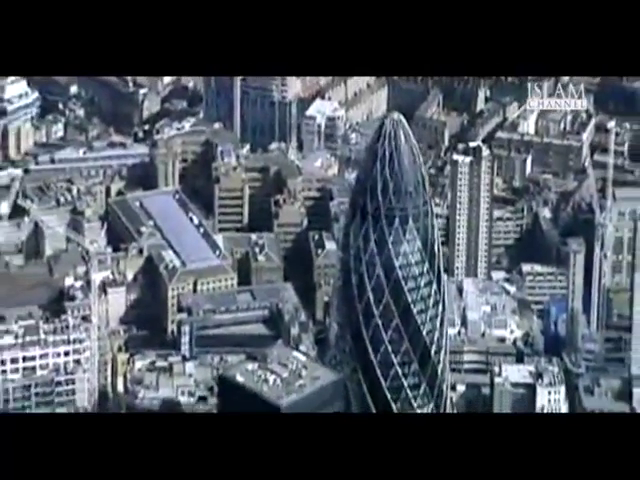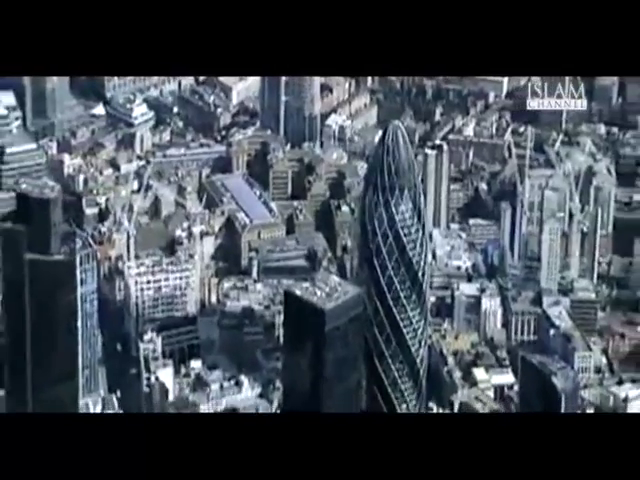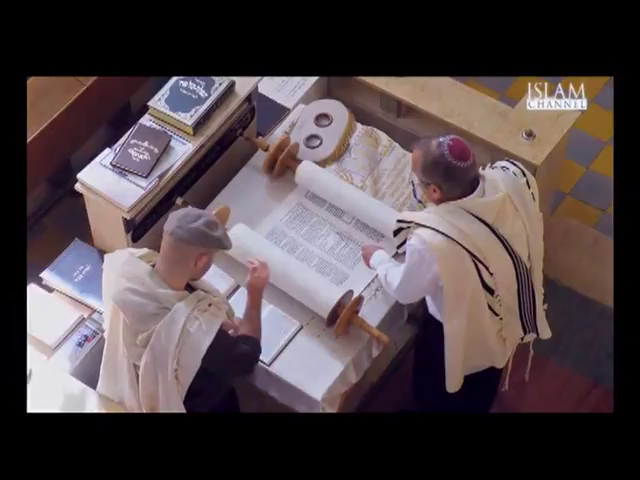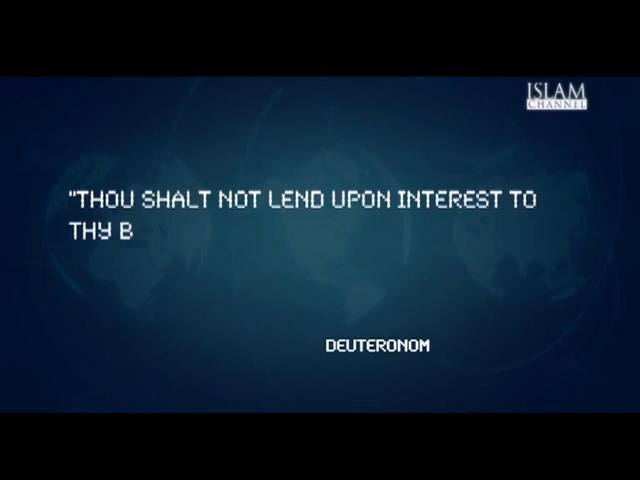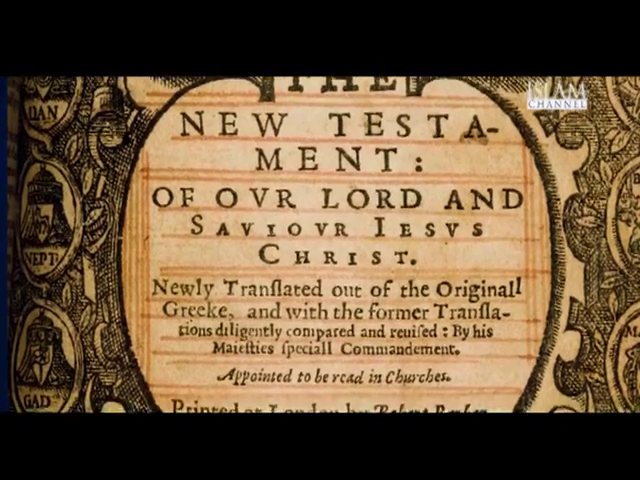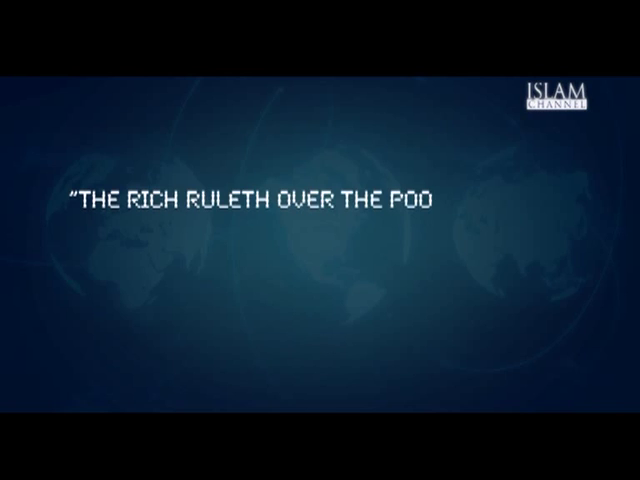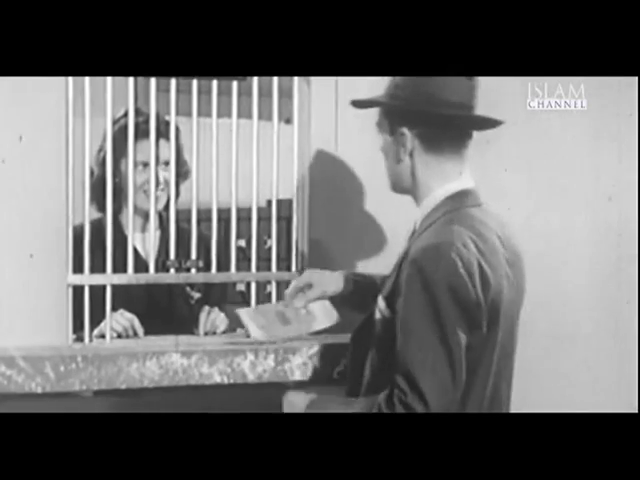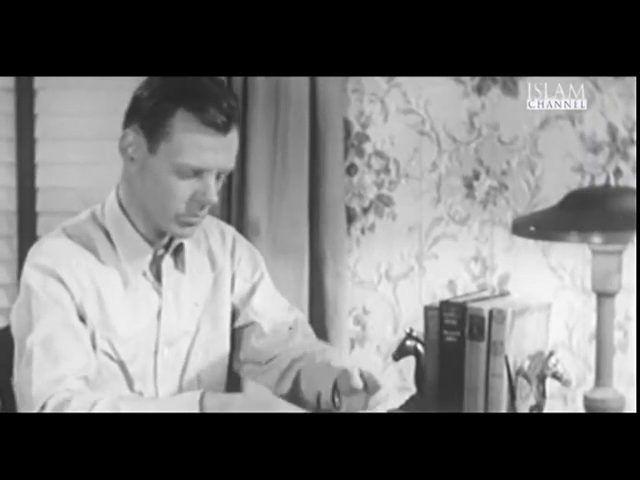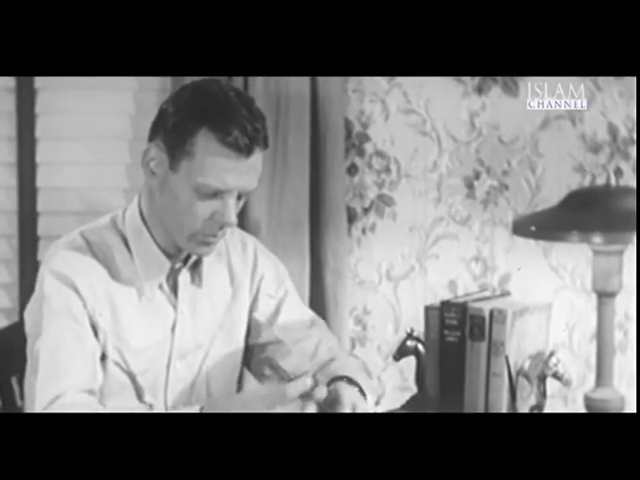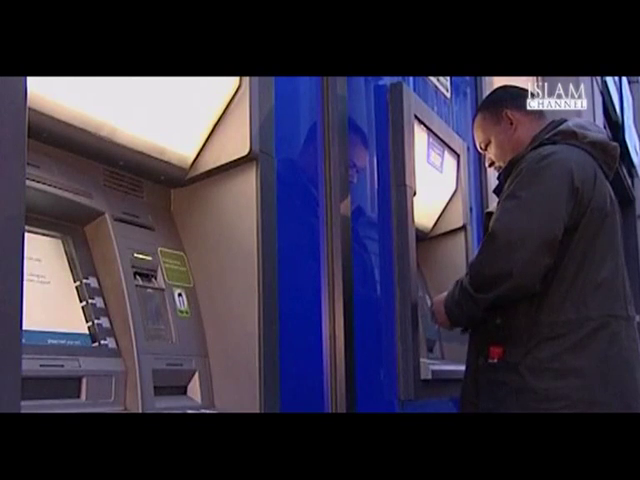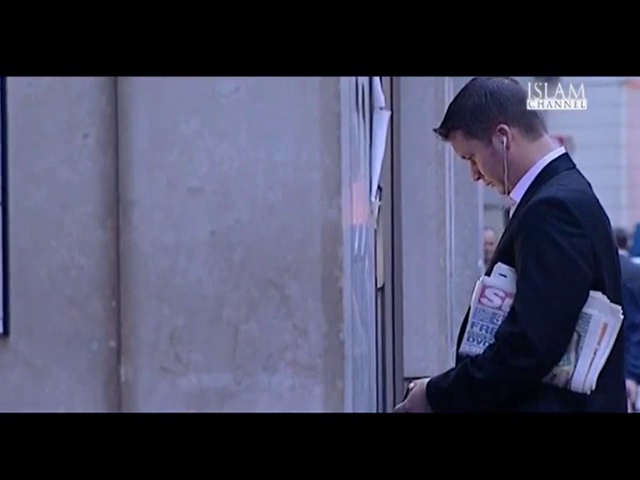The practice of usury, the charging of interest on borrowed money, is prohibited in many religions. The Torah states that, "Thou shalt not lend upon interest to thy brother," and the Bible that, "The rich ruleth over the poor, and the borrower is servant to the lender." In contrast, as capitalism developed, interest became increasingly integral to the continuous hunt for profit. Banks became inseparably linked to capitalist enterprises, leading to the rise of what is known as finance capital.